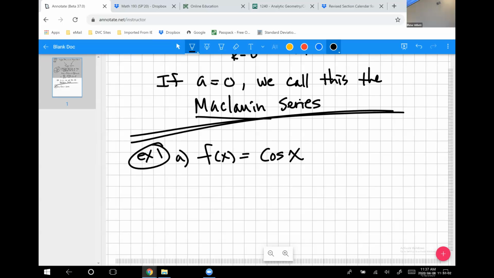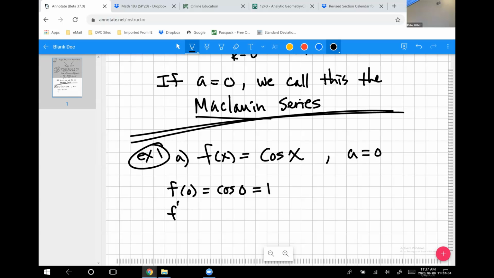So let's look at the instructions. It says, find the Maclaurin series for the following functions. Find the interval of convergence. So this means we're letting a equal 0, and we're going to use the Taylor series formula. And so f of 0 equals cosine 0, which is 1.